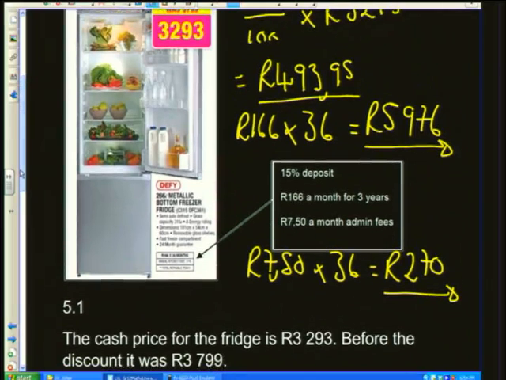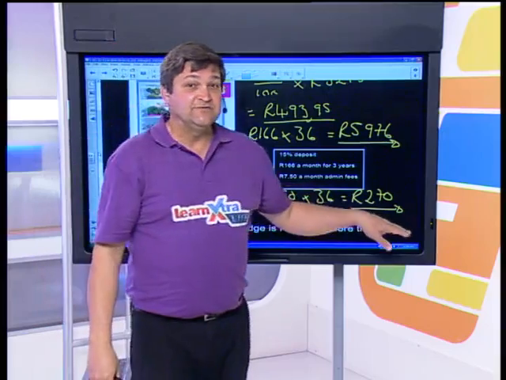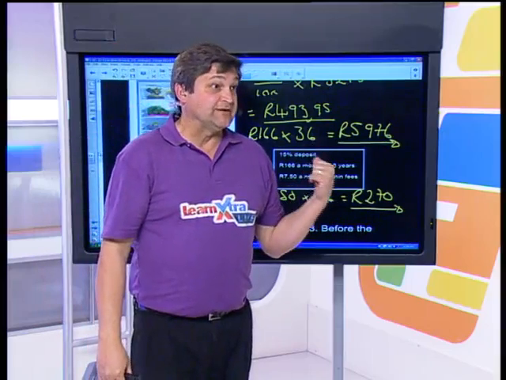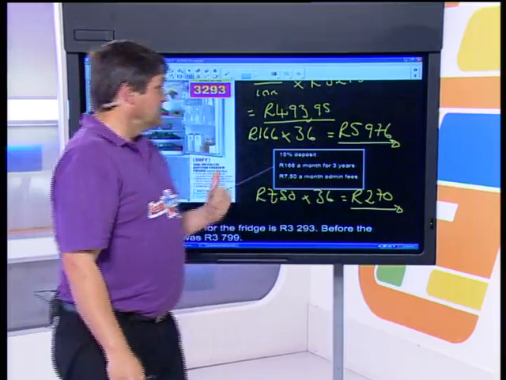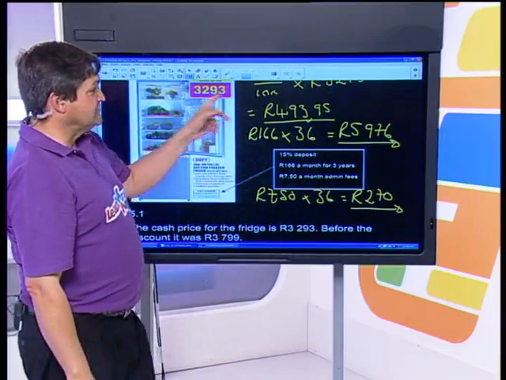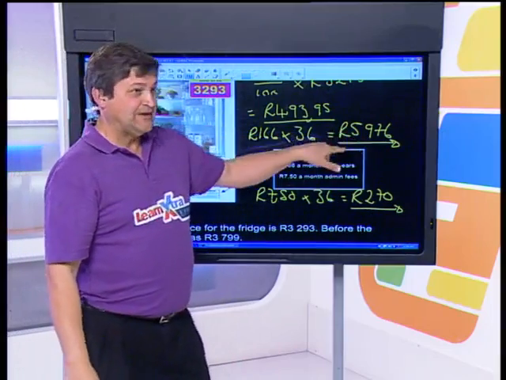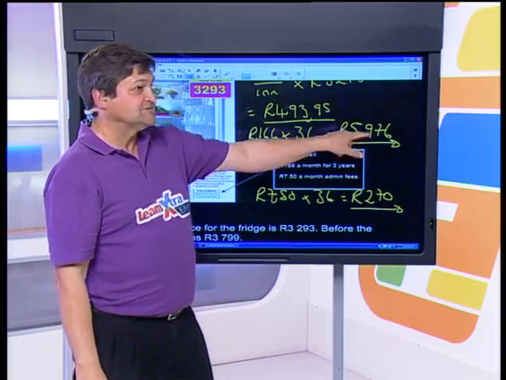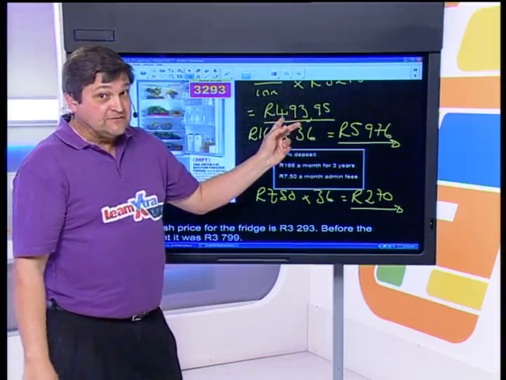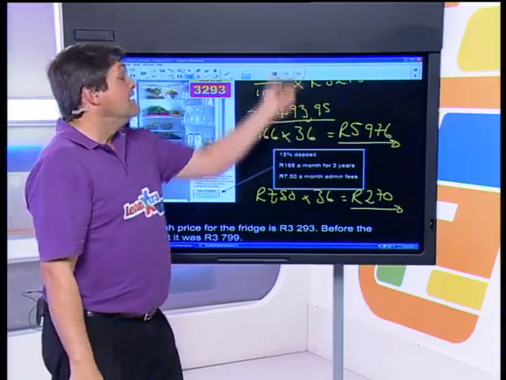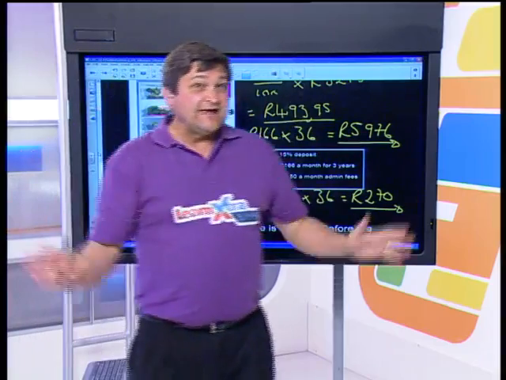How much am I paying for this fridge in total, chaps? Well, you add all of that up and then you'll find out. I paid the deposit, I've paid the monthly fee, plus I've had to pay the admin fee. Guys, this fridge is costing me a whack of money. You can already see it's going to be way more. It costs 3,293, and already just on the monthly we're paying 5,976. Plus then we've already paid the 493 Rand, plus the admin fee. We're not going to add it up because we're running out of time, and I want to do the challenge question for us.